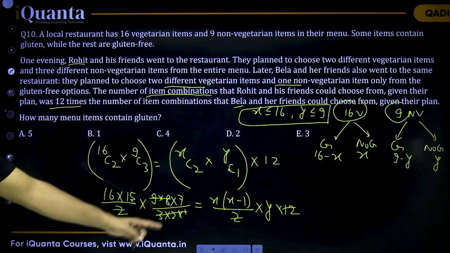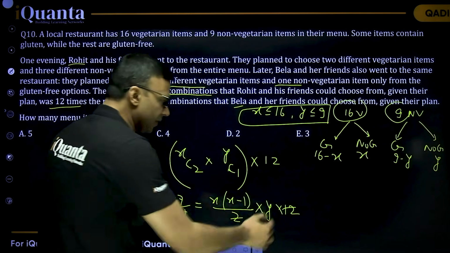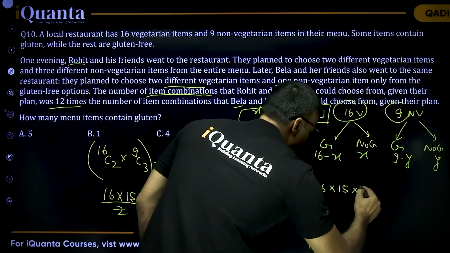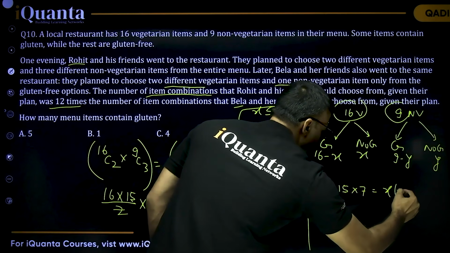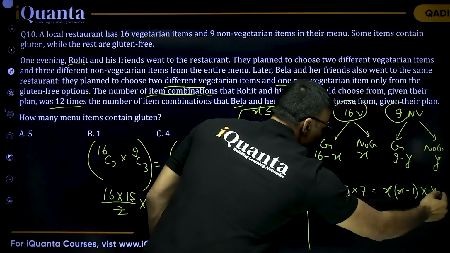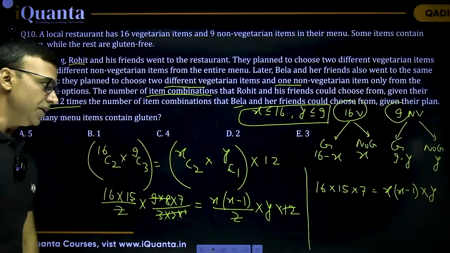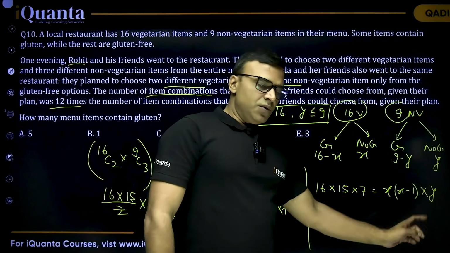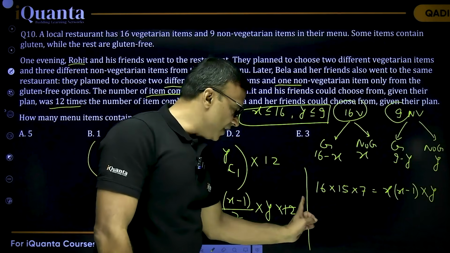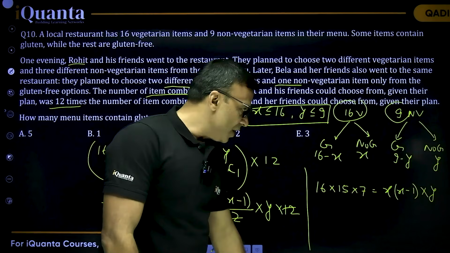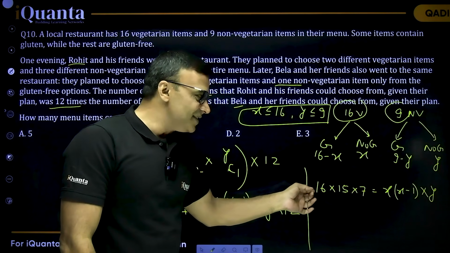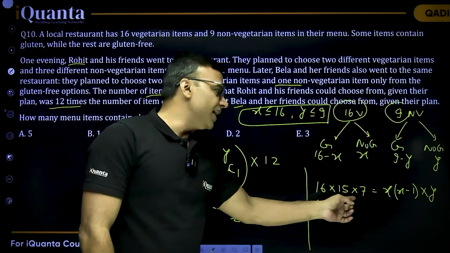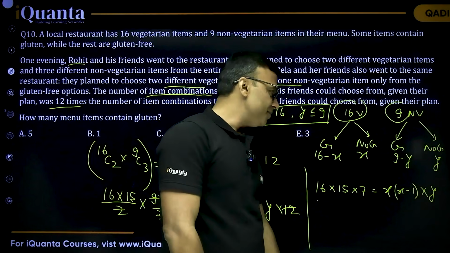Now look at it very closely and carefully. I'll write it again for you. It is 16 into 15 into 7 is equal to x into x minus 1 into y. Look at it very slowly. You don't have to make quadratic equations or anything. x and x minus 1 are 2 consecutive integers, so try to identify 2 consecutive integers here. One possibility is clearly visible: x is 16, x minus 1 is 15, and y is 7.